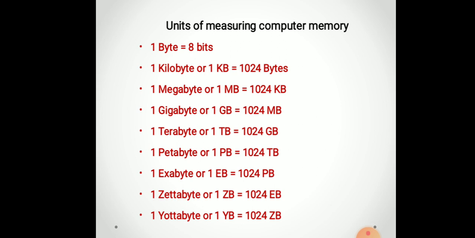So at present we are using these units for measuring the computer's memory. The highest is 1 yottabyte, which is equal to 1024 zettabytes. The smallest unit is bit, and the highest unit in this table is yottabyte. So let us see the types of computer memory.